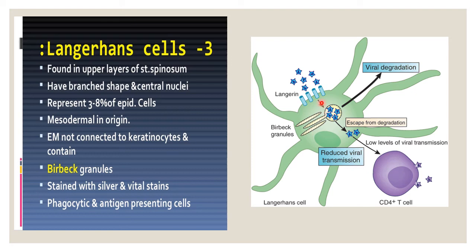They are phagocytic and antigen presenting cells. They present the antigen to the T lymphocytes, and so they help in the immune response. The dendritic processes of these Langerhans cells surround the other keratinocytes, so they are in contact with the other keratinocytes. Any antigen coming in contact with the skin cannot pass without triggering an antigen response from these Langerhans cells. The skin is always in contact with microorganisms, and they are responsible for presenting the antigens to the T lymphocytes.